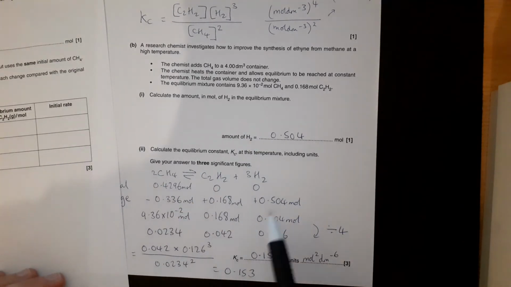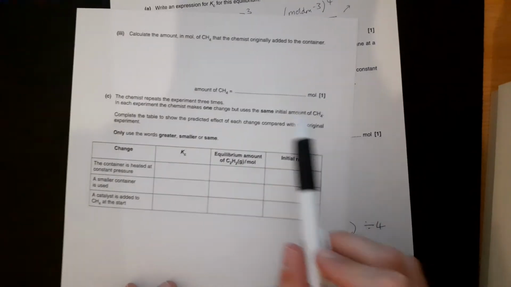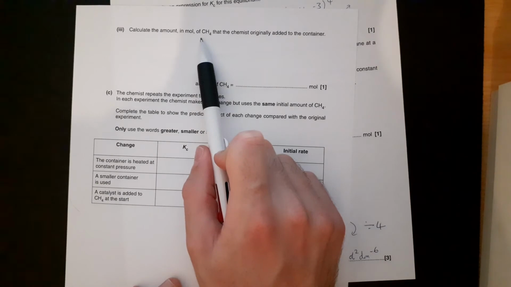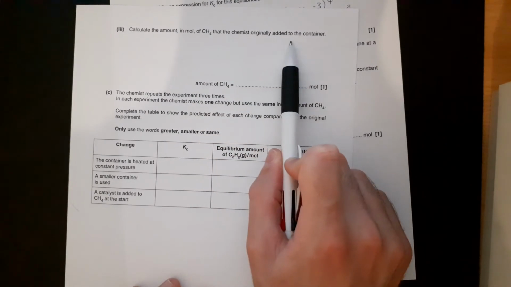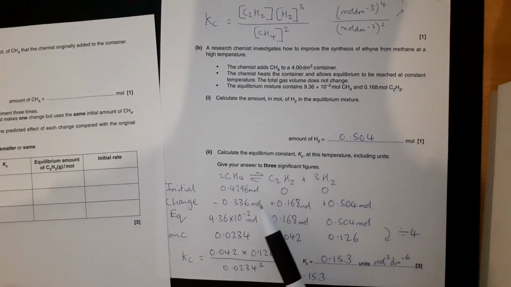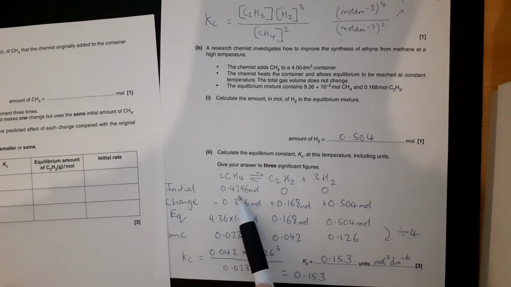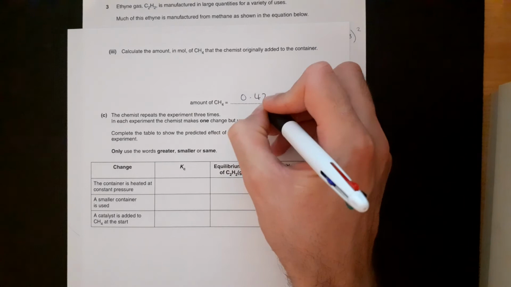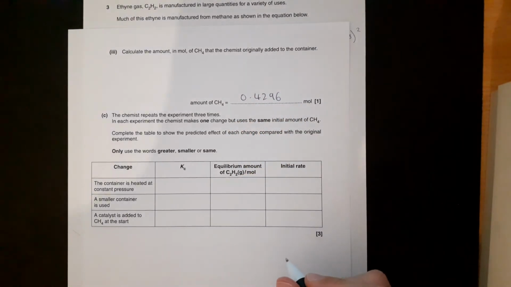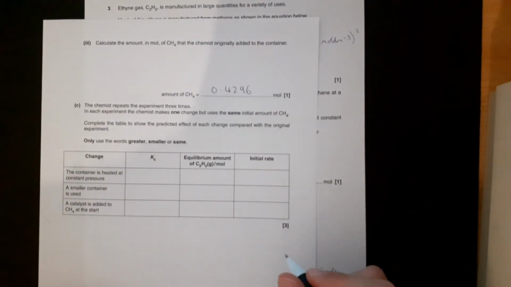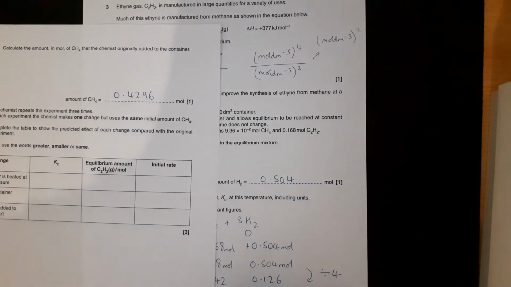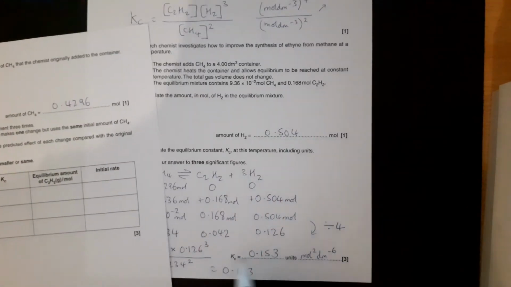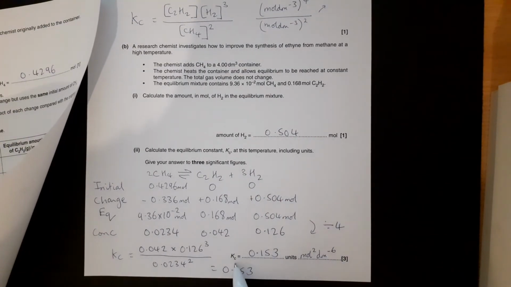And then the other question we got was calculate the amount in moles of methane that the chemist originally added. So that was this value here, 0.4296. So we did end up working out everything that they wanted us to work out. We just didn't do it in the order that they wanted us to do. We did it in the order we wanted to do. We did it in the order that we're used to and that we're comfortable with. Yeah?